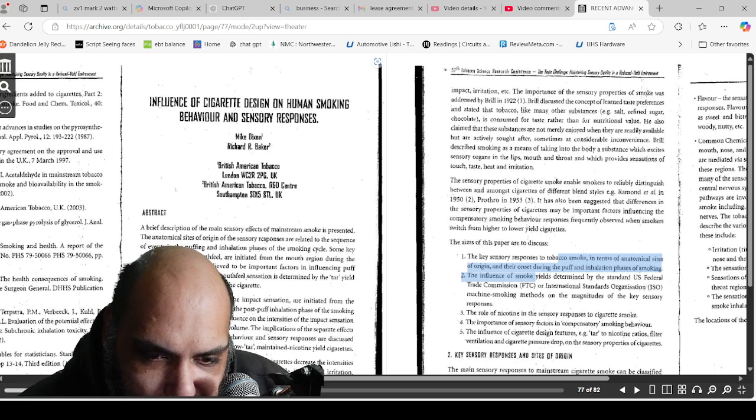Nicotine yield has a large influence on the intensity of the impact sensation, but does not appear to control puff volume. The implications of the separate effects of tar and nicotine on puffing behavior and sensory responses are discussed with respect to the development of low tar, maintained nicotine yield cigarettes.